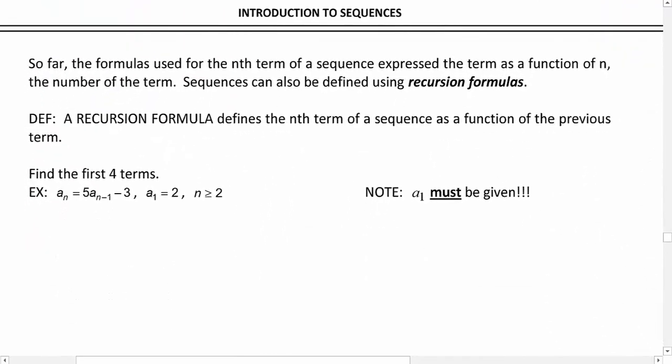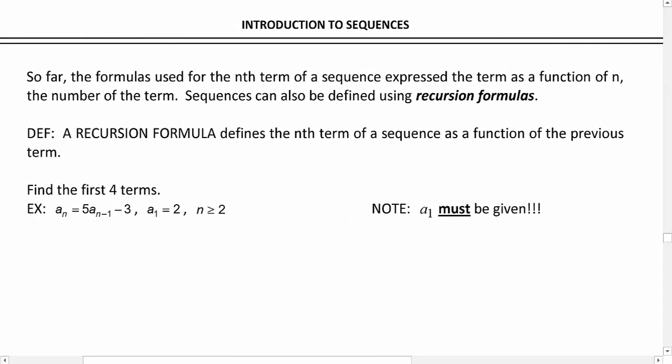I want to look at one more type of formula that can define a sequence called a recursion formula. So far the formula is used for the nth term of a sequence, expressing the term as a function of n, the number of the term. Sequences can also be defined using a recursion formula, and a recursion formula defines the nth term of a sequence as a function of the previous term. So it's going to tell us to do something based on whatever the previous answer was.